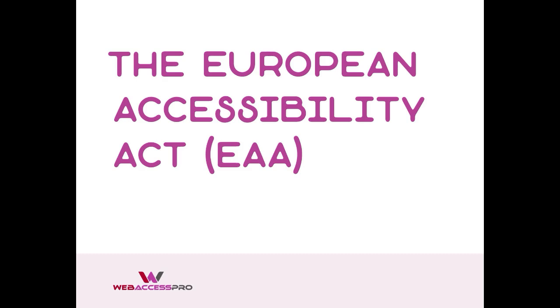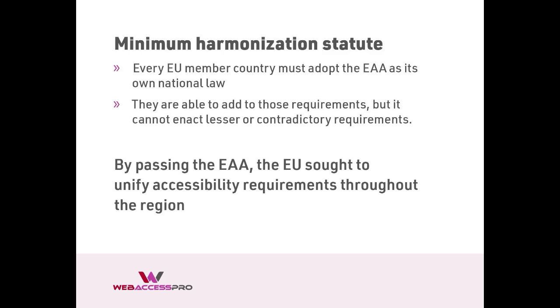Many countries have their own existing digital accessibility requirements, but unifying them makes it easier to ensure that compliance is similar across borders. The EAA is what's called a minimum harmonization statute. What this means is that every EU member country must adopt the EAA as its own national law. However, they are able to add to those requirements, but they cannot enact lesser or contradictory requirements. This means that it is a minimum standard that will be found in all the member countries of the EU, but any individual country can have stronger, higher standards with regards to disability.